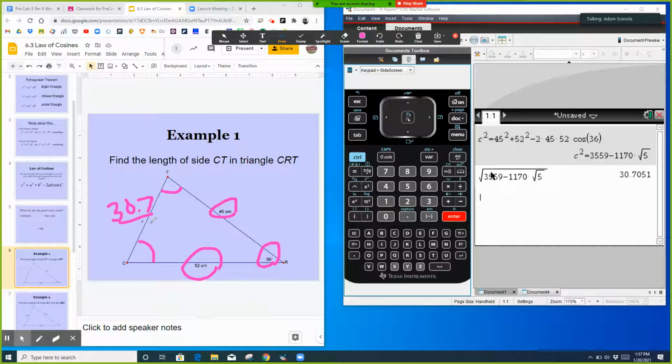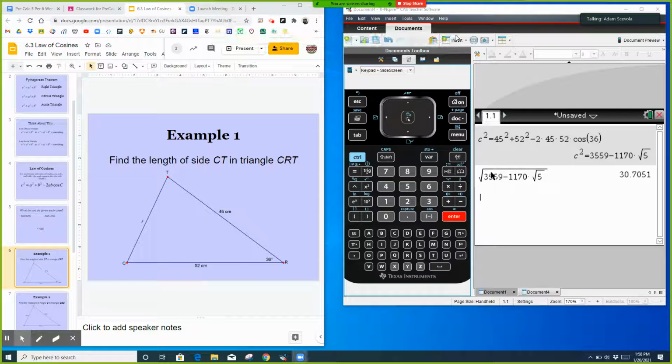But they're also still relatively close to those side lengths. If this came out to be like 3, not 30, then I'd probably think I did something wrong. Or if it was too big, I'd probably think I did something wrong. The most common mistake that I would probably see with this is that people forget to take the square root.